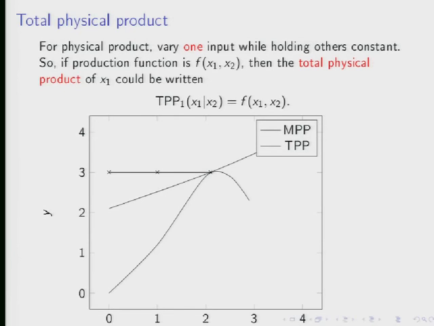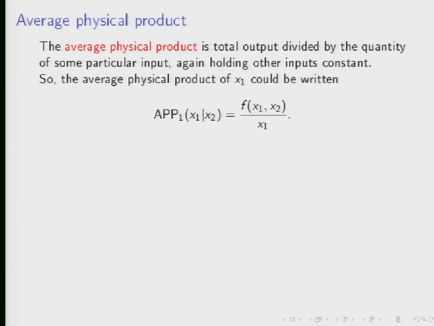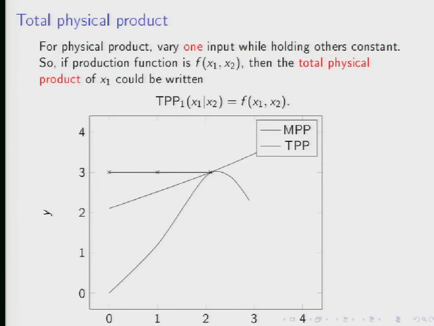So that's total physical product. Sorry, ignore the thing with the x's on it. This line here is meant to have a slope which is tangent to the total physical product.